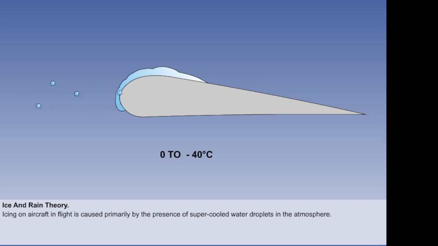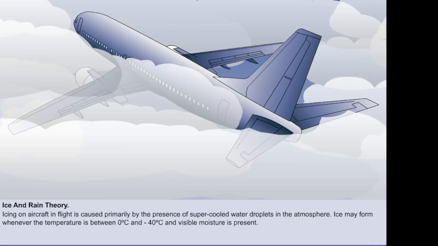These droplets can exist in the temperature band from 0 to -40 degrees Celsius. Below -40, they are already frozen and will not stick to the surface of the aircraft. The actual amount and shape of the ice buildup depends on the surface temperature and the size of the droplets. A full explanation of icing conditions is given in the Meteorology series of lessons. You should expect ice to be a problem whenever the temperature is between 0 and -40 degrees Celsius, and visible moisture in the form of clouds or rain is present.